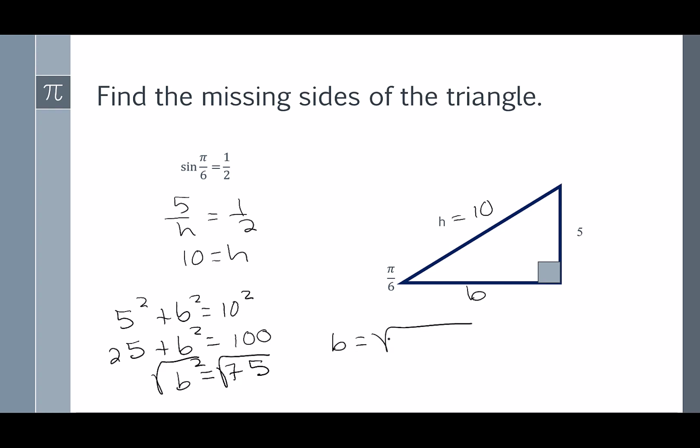It might help to look at 75 as 3 times 25. The square root of 3 is irrational, so I leave it alone, but the square root of 25 is 5, so I bring that to the front. This says our last side is 5 square root of 3.